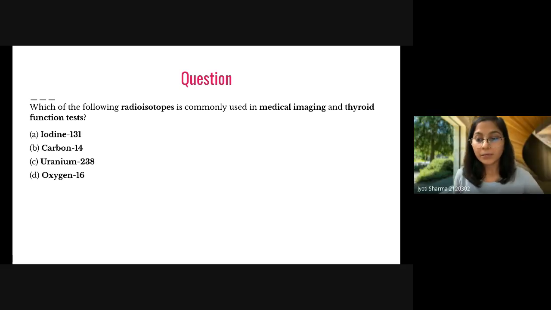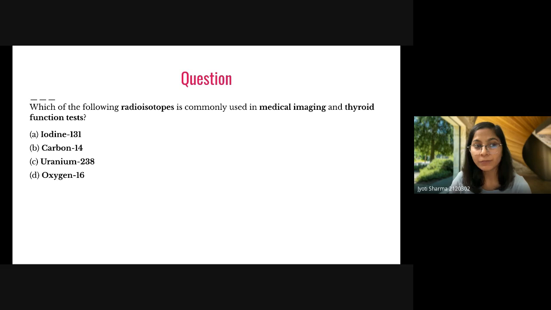Okay, here, let me show. If we go to iodine 131, yes, this is used for thyroid function testing. We already have seen the use of carbon 14, so it will tell you the age of any organic matter.